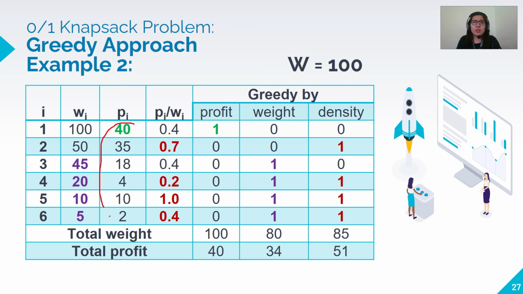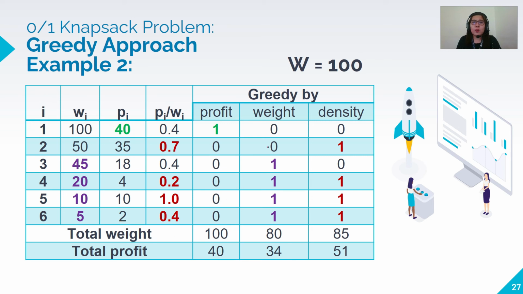so we'll have this column, profit, the largest profit. So, ang largest profit dyan is 40. The weight is eksaktong 100. So, eksaktong 100, hindi na natin kakailanganin yung iba. So, we have there 1, 0, 0, 0, 0, 0. The total weight, 100. The profit, 40.